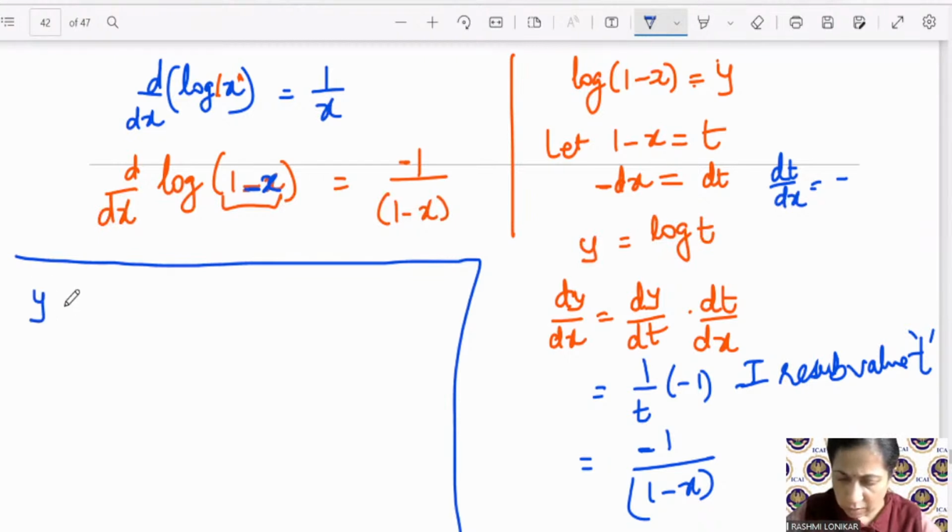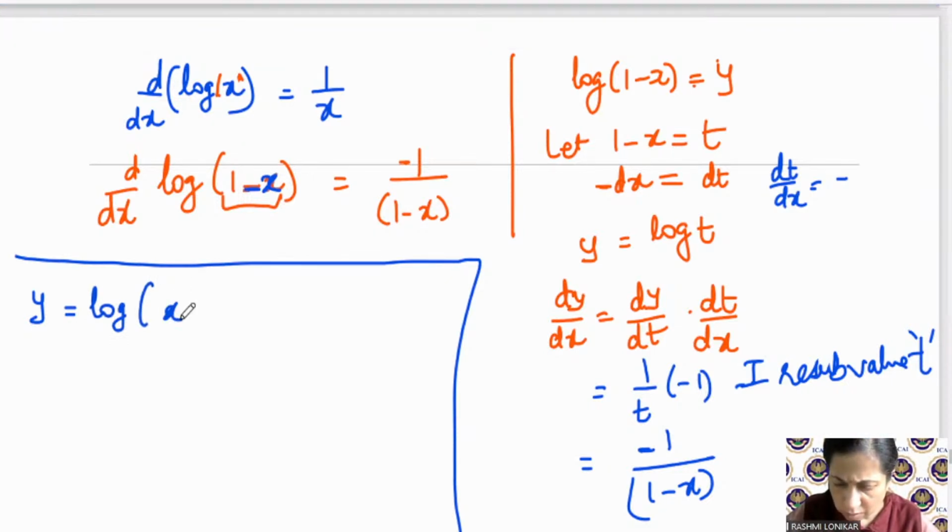Y is equal to log of x plus 2 root x plus a square. In this case also, substitute this to be equal to t, and then try to find the value.